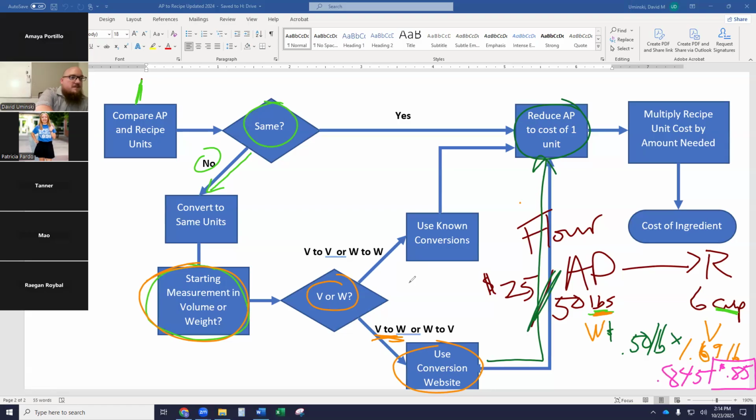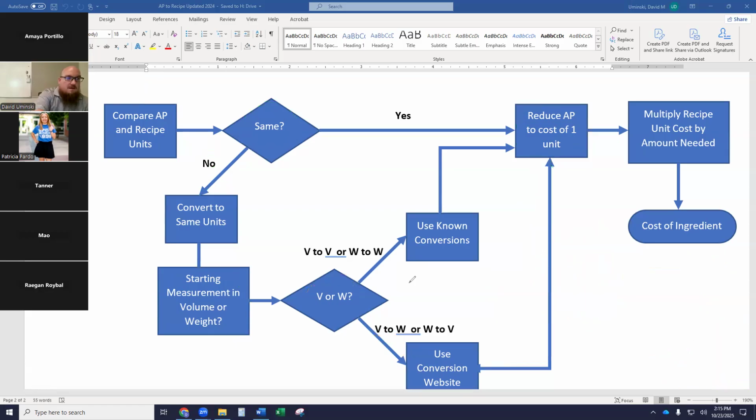Yes, Amaya, go ahead. So just to be sure, the AP means as purchased, and recipe units is how much the recipe is calling for. Okay. Thank you. Yep. So let's do one other example.